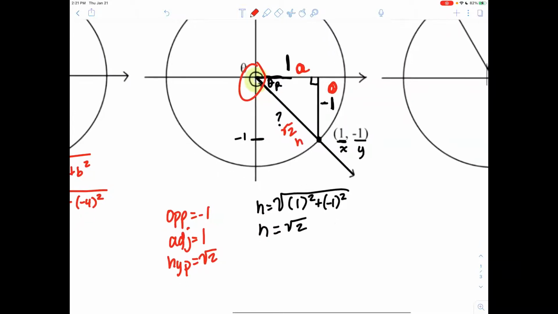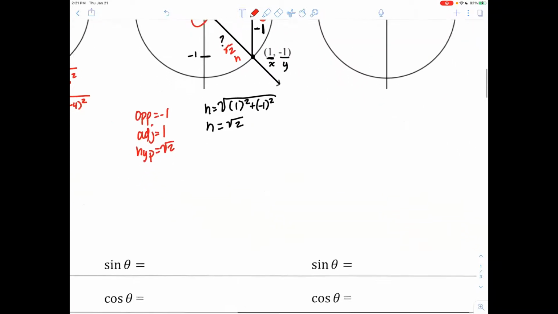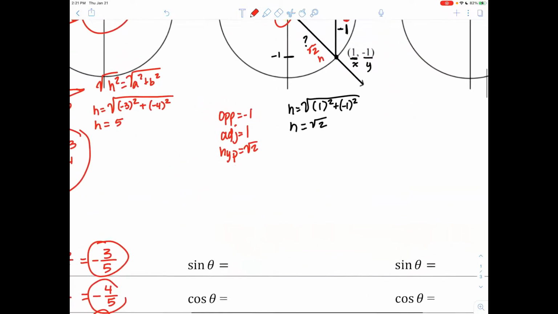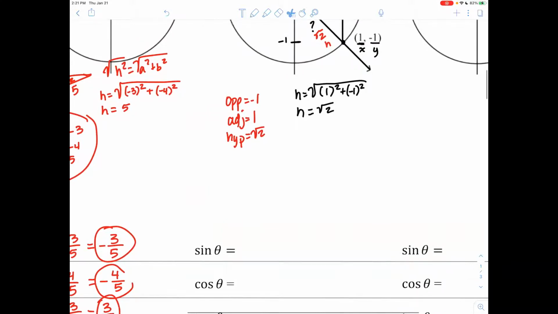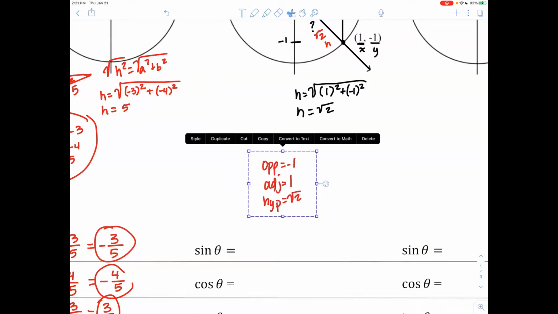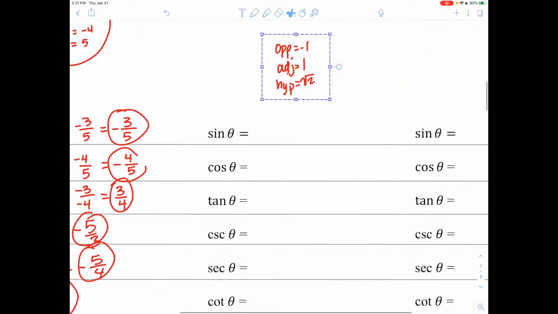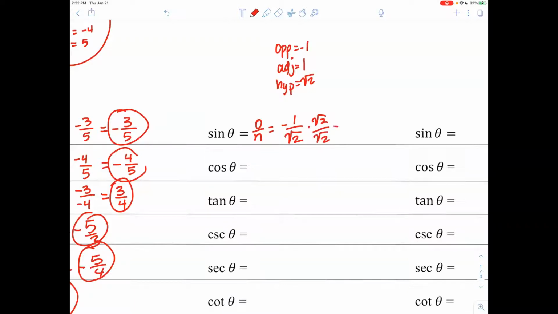All right, so now we can find our sine. I'm going to scoot this information down so we can keep it in the screen here. So for angle theta, we have sine, opposite over hypotenuse. So that's -1 over the square root of 2. I'd rather you not have that square root of 2 in the denominator, so we're going to rationalize. So that would be negative square root of 2 over 2.